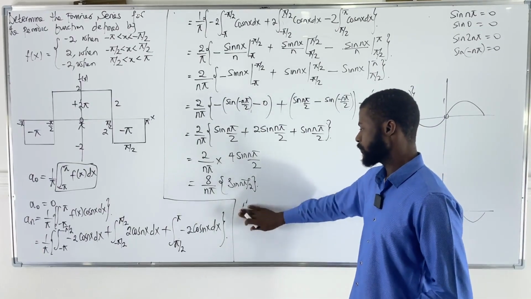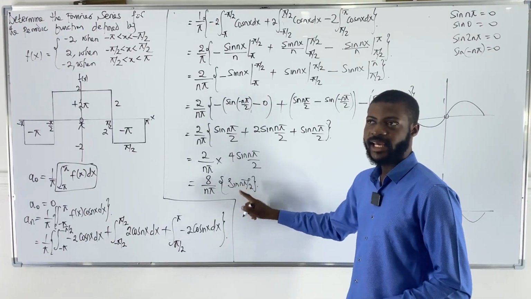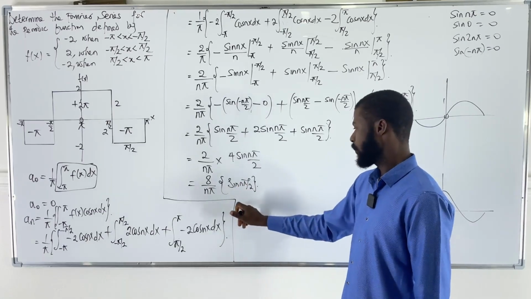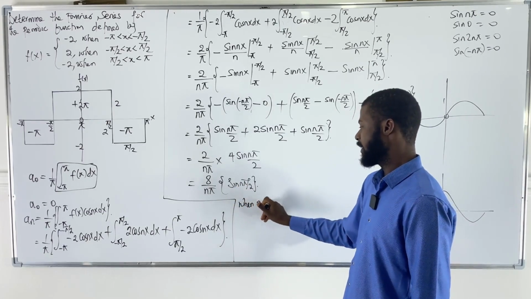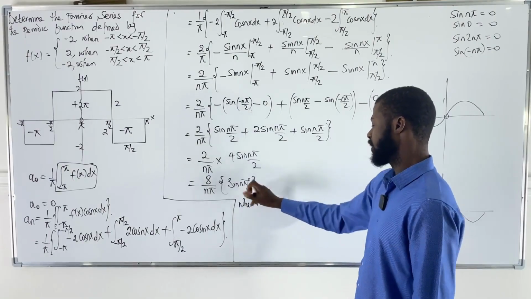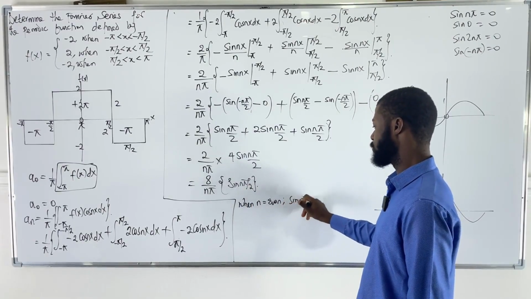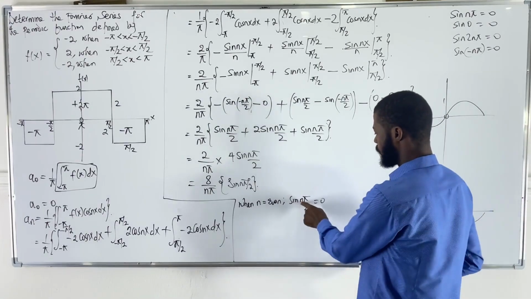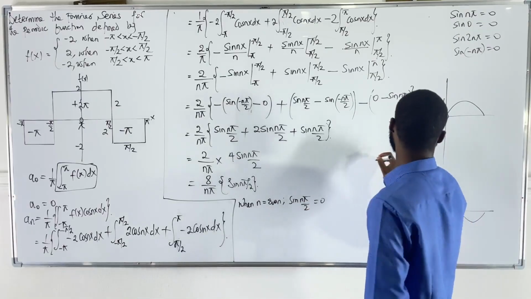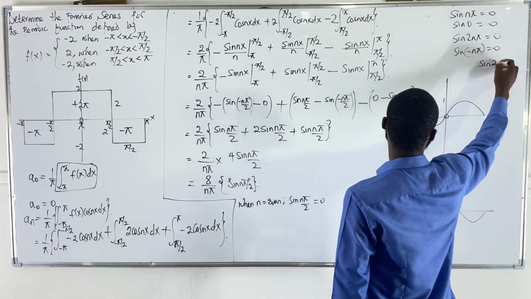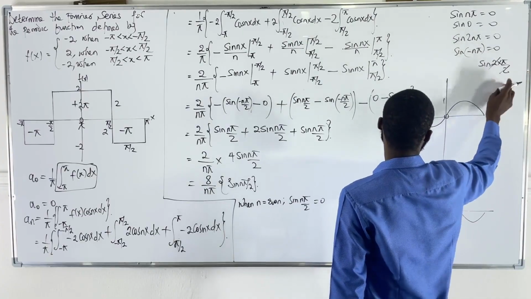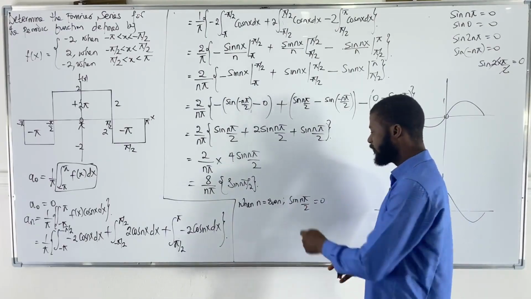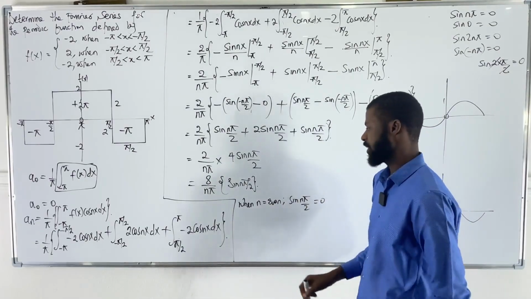So sine n pi over 2. Let this n be an even number. Provided n is even, this will give us 0. So sine n pi over 2 is always 0 when n is even, and I believe you know why. Let us put in an even number, let's put 2, for example. If we have sine 2 times pi over 2, we cancel out 2. So sine pi is 0. So that would be 0, right?